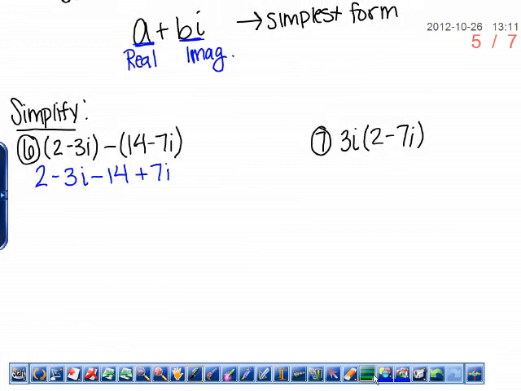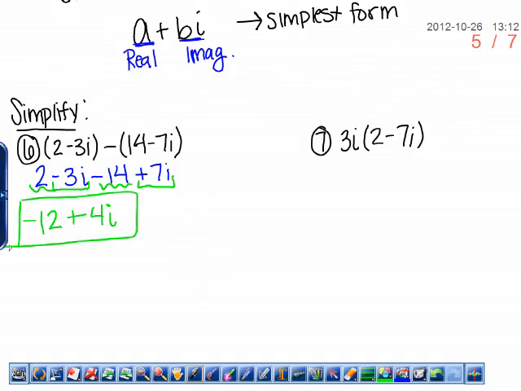All right. Let's combine like terms. So combine your real parts and then combine your imaginary parts. So 2 plus negative 14, negative 12. Negative 3i plus 7i, so plus 4i. But is this in the right order? Do I have my real part first, then my imaginary? So this is my answer.